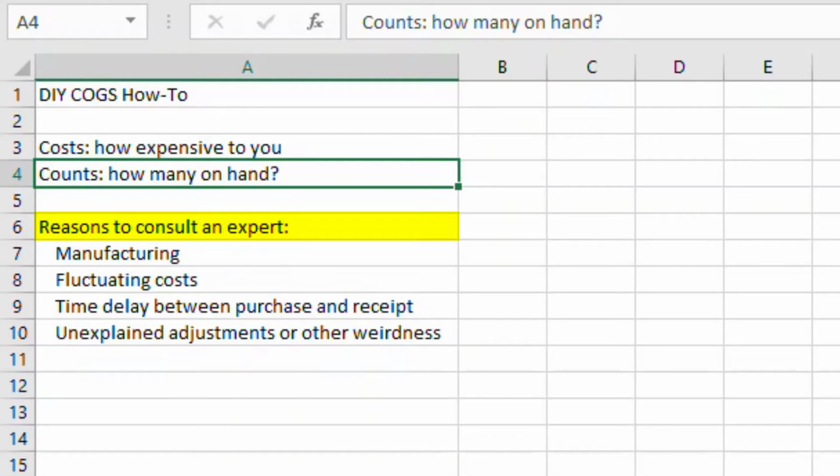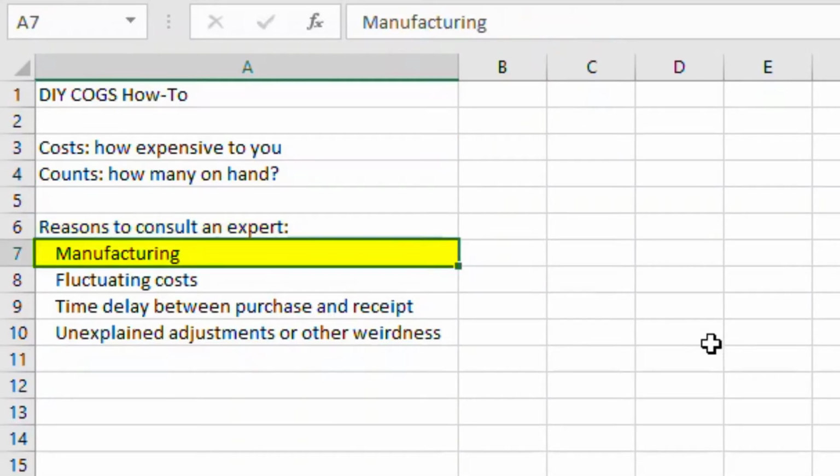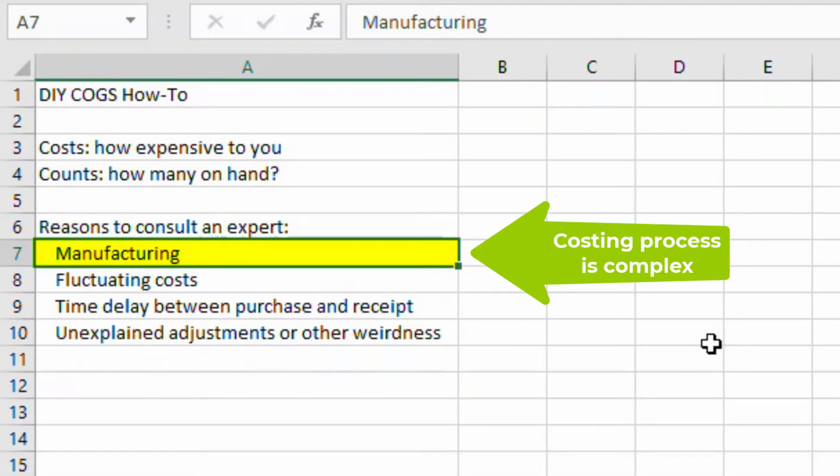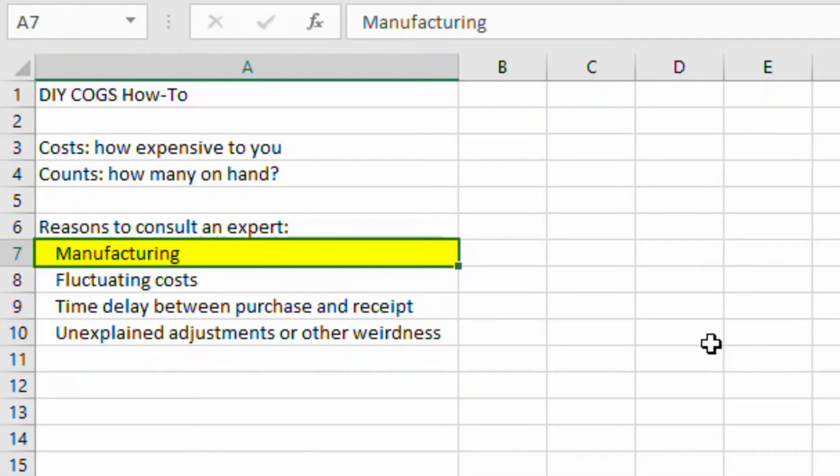You likely don't want to do your COGS computations yourself if you manufacture. So your costing process is likely to be pretty complex. You probably have different kinds of inventory that flow into one another. So you might have raw materials, finished goods, packaging and labels, lots of different kinds of inventory. You're better off with some support to make sure that things are set up correctly if this is you.